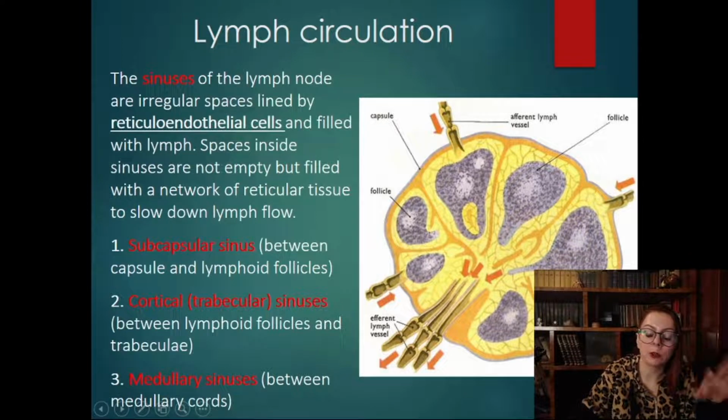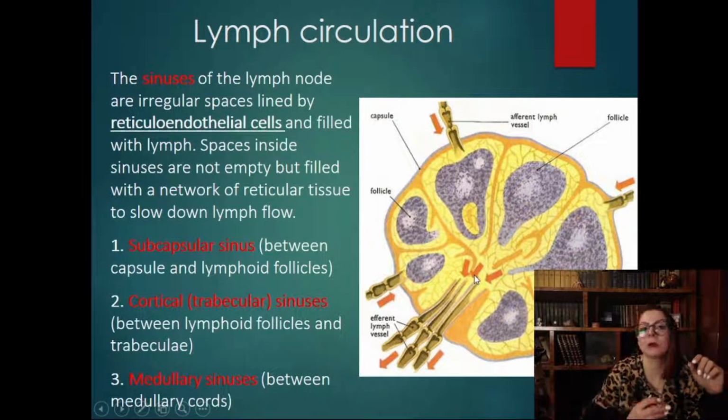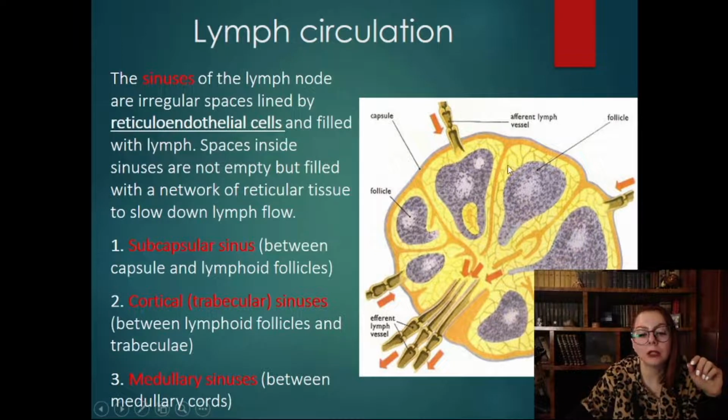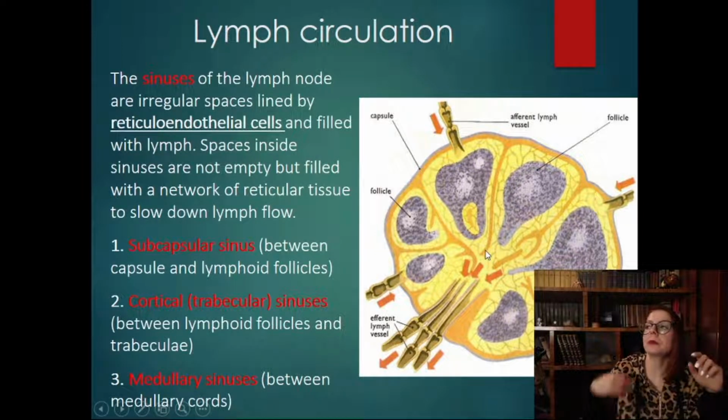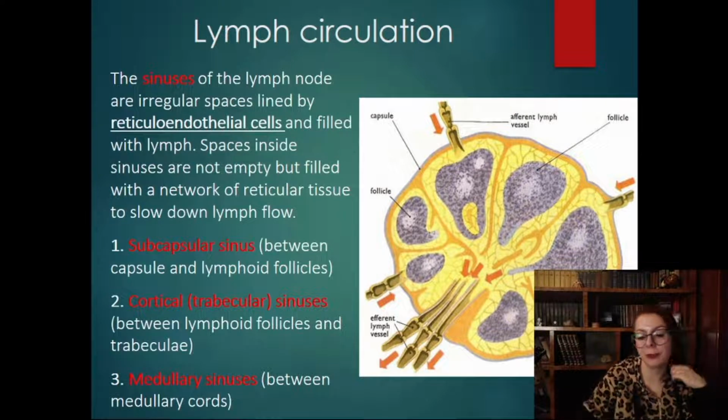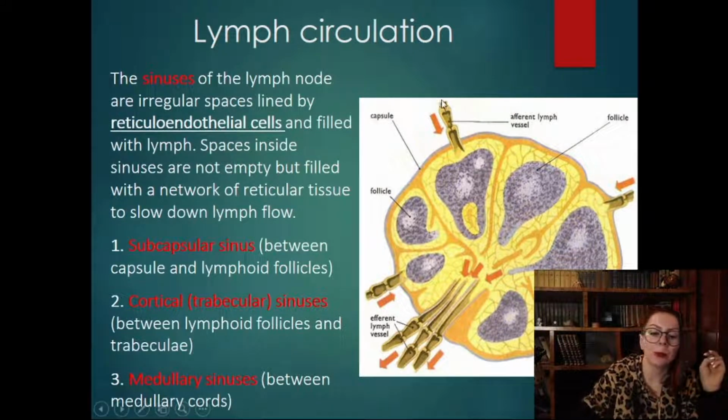Now inside a lymph node there is a system of cavities through which lymph is percolated, passing through the lymph node. And exactly by passing through this system of cavities, lymph becomes purified. So let's discuss them. First, by entering the lymph node, lymph appears in the subcapsular sinus. Sinus is something like a space. So the subcapsular sinus is located between the capsule, as is obvious from its name, and lymphatic follicles, between the cortex and capsule. So here we have the space.